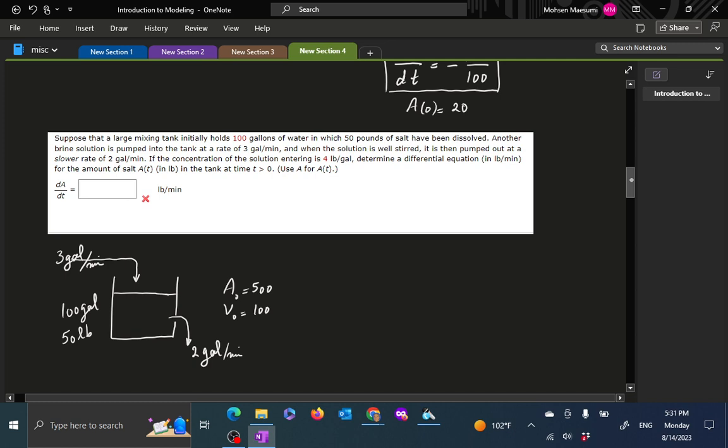So what's going to happen if 3 comes in and 2 leaves? It means we are filling up this tank, and at some point there is going to be an overflow. So there's a time to overflow. Just keep that in the back of our mind. And then it says the concentration of the solution entering is 4 pounds per gallon.